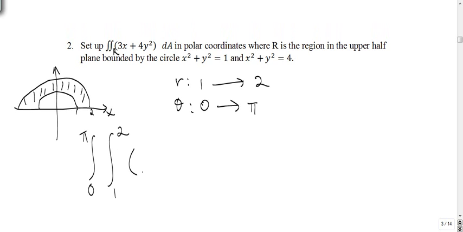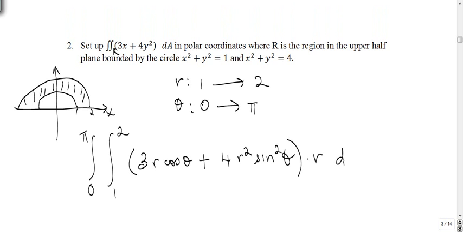So convert. So 3x, what is x equal to in polar coordinates? Good. So that's 3r cosine theta. And what about y? Good. So that's 4r squared sine squared theta. What else do we need? r times r, and then put your dr d theta. That's it. We have set this up. Okay? That's number 2.